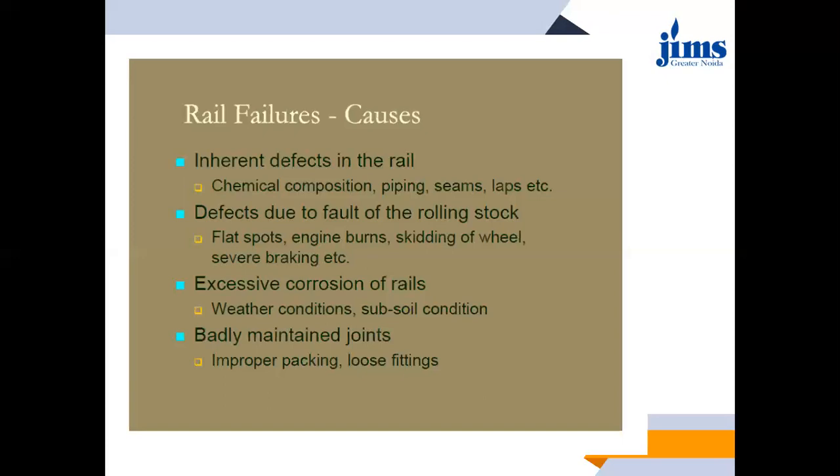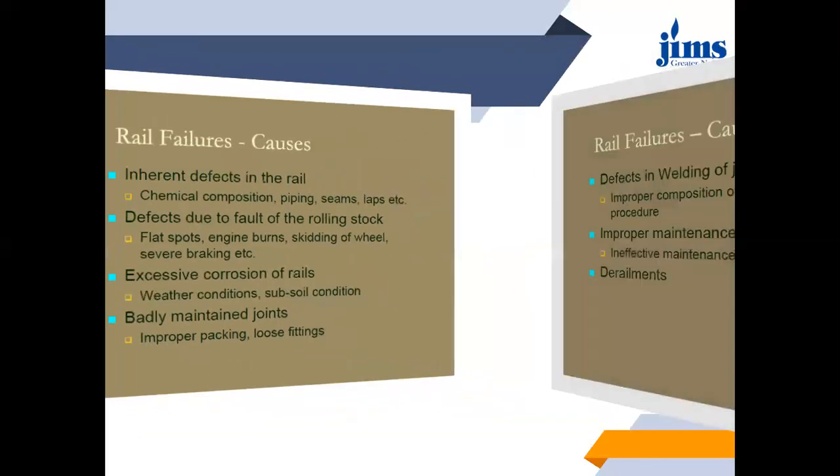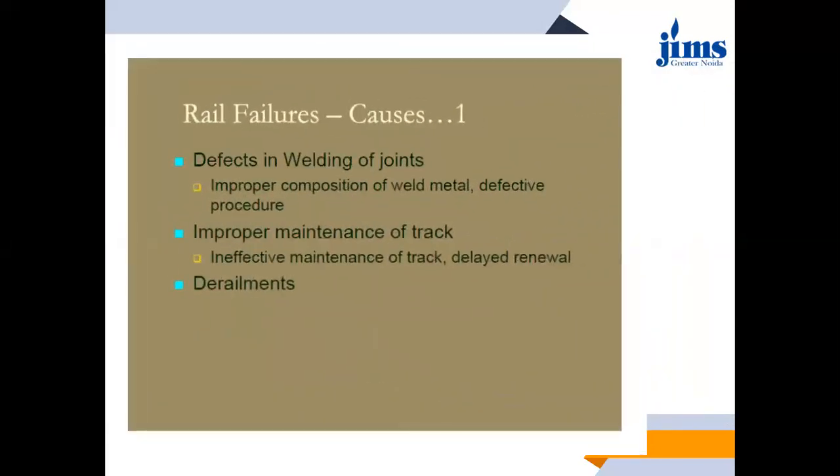Plus, the joints which are made using fish plates and fish bolts require more maintenance. If this maintenance is not carried out properly, improper packing and loose fitting are left over there. So these joints will ultimately cause rail failures even in new tracks as well.